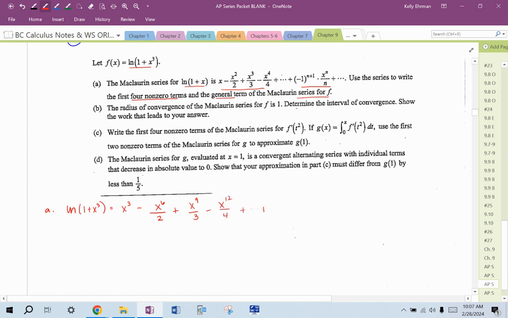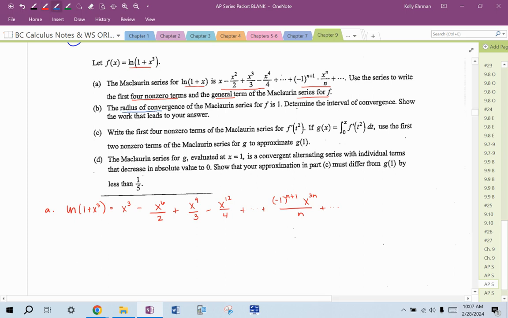Plus dot dot dot plus what's happening to the general term? So there's still this negative 1 to the n plus 1. X cubed to the n is x to the 3n, and it's getting divided by n, plus dot dot dot. So that's it for part A.